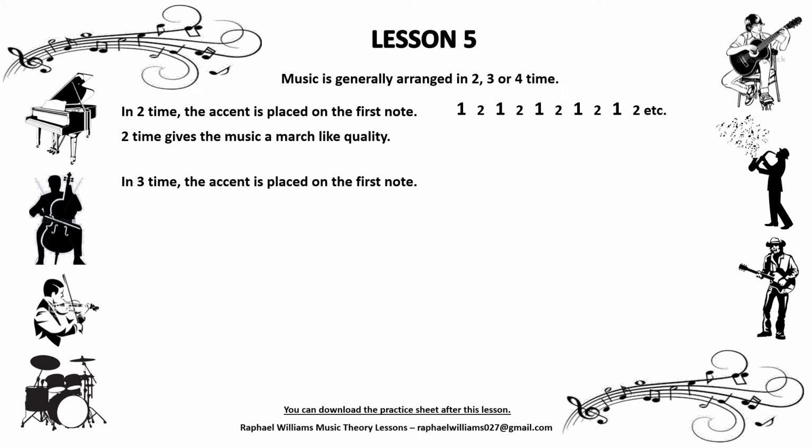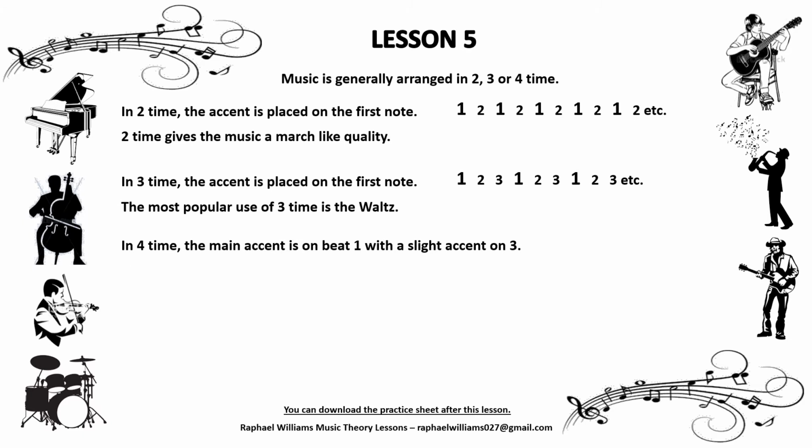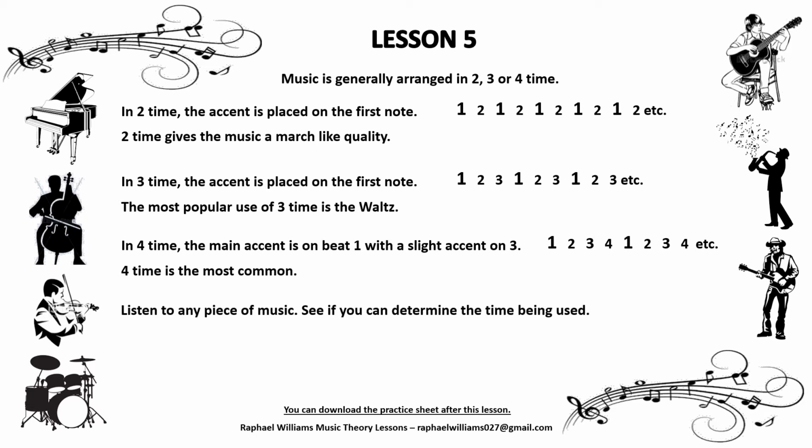In 3 time, the accent is placed on the first note again. The most popular use of 3 time is the waltz. In 4 time, the main accent is on beat 1 with a slight accent on 3. Four time is the most common. Listen to any piece of music. See if you can determine the time being used.